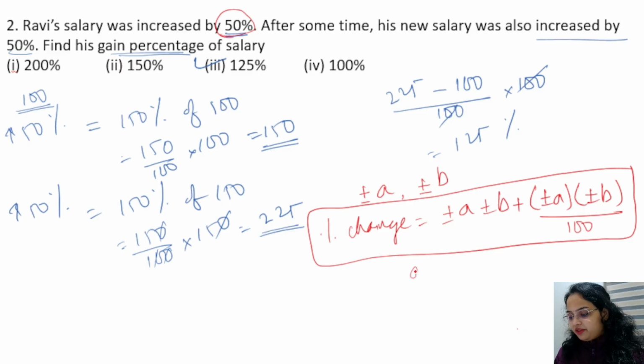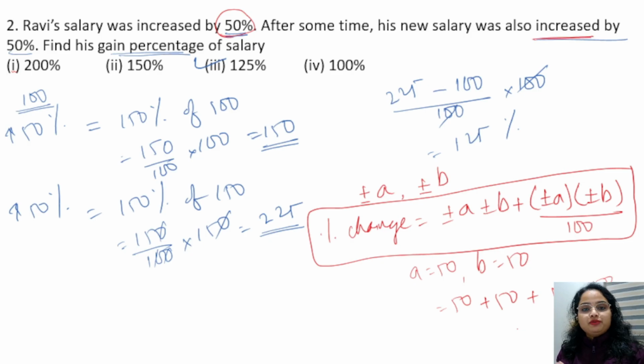So here we have a is equal to 50 and b is equal to 50. What is the net percentage change? It is 50 plus 50 plus 50 into 50 divided by 100. Here the salary is increased, so we will take plus 50%. So it is 100 plus 25. Okay, zeros and zeros will be cancelled. It is 125%. Okay, it is third option.